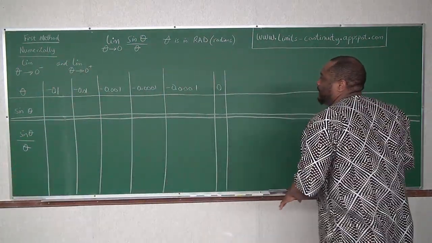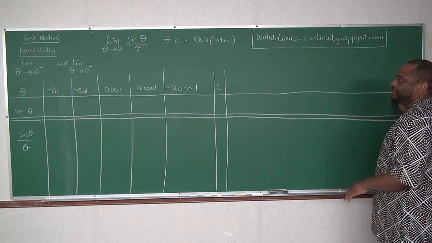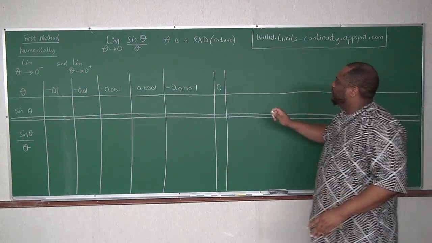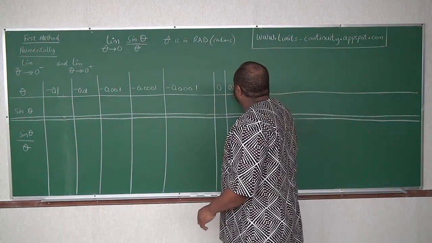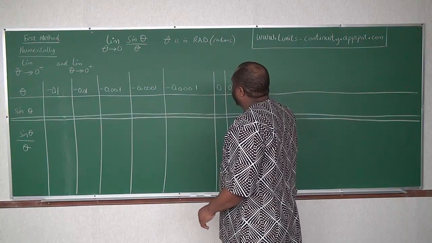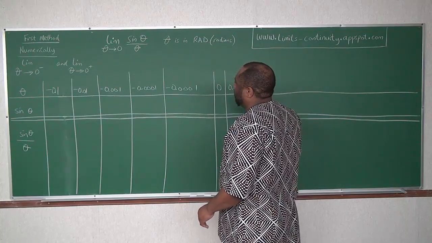The same way, here I have 0. I can just go ahead now and do this, 0.0001.